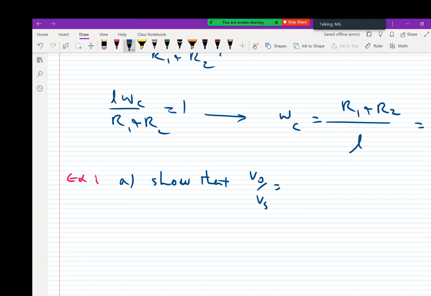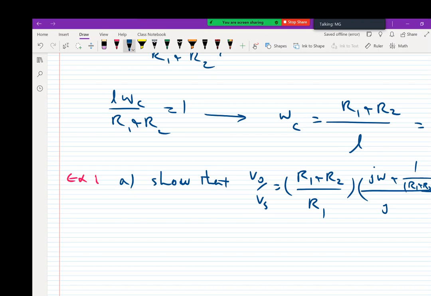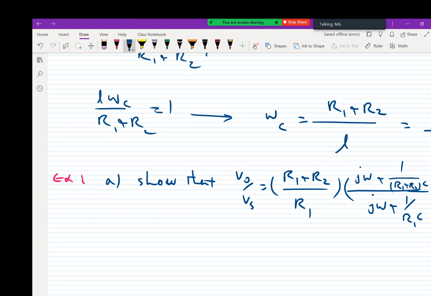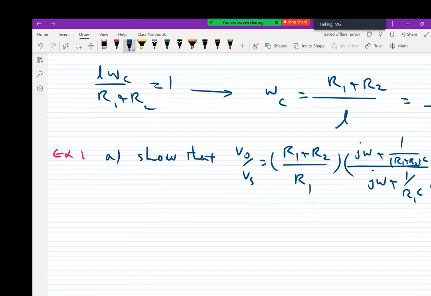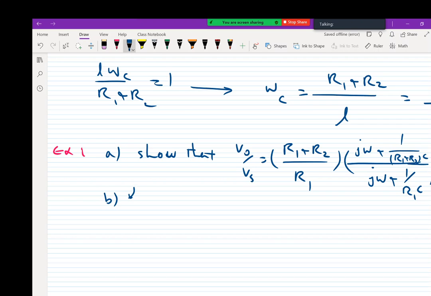VO over VS is equal to R1 plus R2 over R1 times J omega plus 1 over R1 plus R2 times C. So we want to show that in the following circuit, the transfer function is this, and part B, find VO over VS if omega is equal to 0 and omega is equal to infinity. Okay, so this is the problem, and the circuit is here.